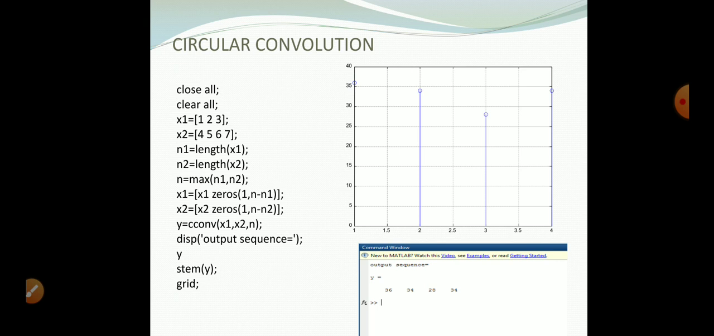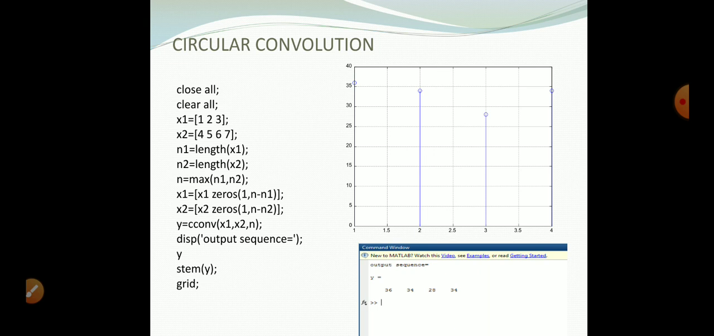Here the maximum length is for x2. That means n2 is the length of x2. Then n equal to maximum of n1, n2. Then n will get the value of n2. Then x1 equal to x1 zeros of 1 comma n minus n1 and x2 equal to x2 zeros of 1 comma n minus n2. These two functions are given to append the zeros to x1 and x2. This is to make x1 and x2 ready for the circular convolution.